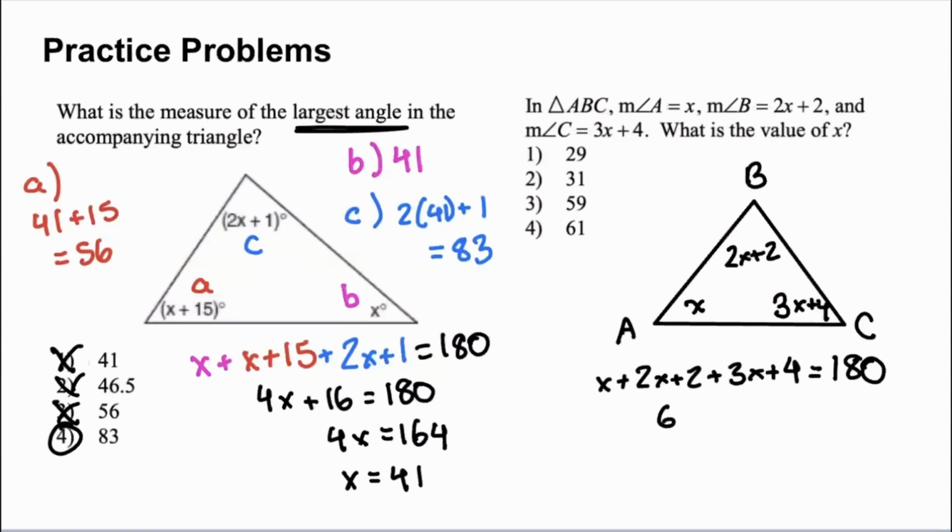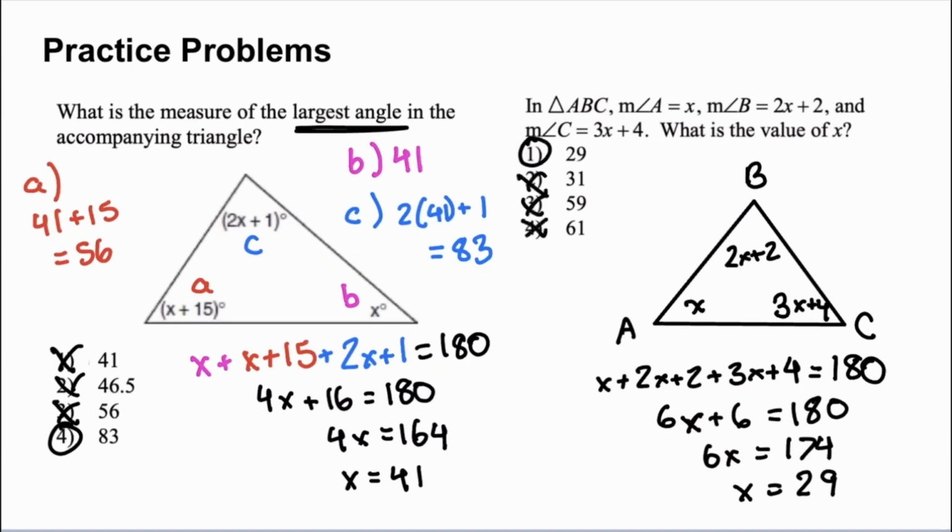So this is going to simplify to 6x plus 6 is equal to 180. We're going to subtract the 6 on both sides. We got 174 on the right. And if we divide by 6, we get x is equal to 29.